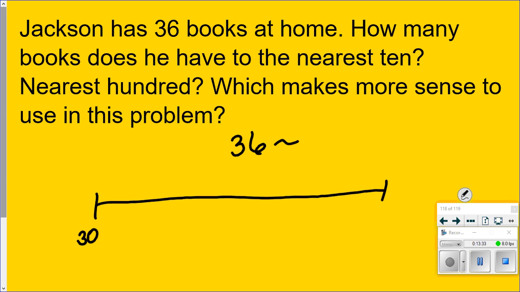Bella, do you know what my end point's going to be? It's going to be 40. And now we need a midway point. Tenley, what number is going to go midway between 30 and 40? 35. Very good.